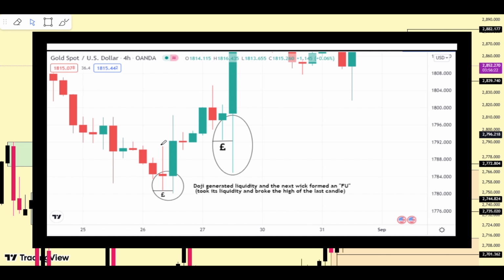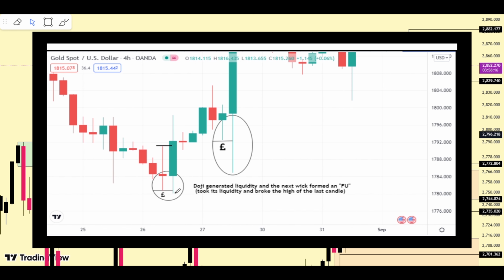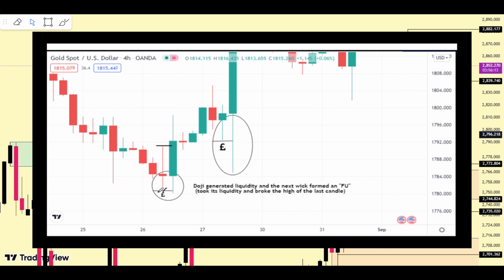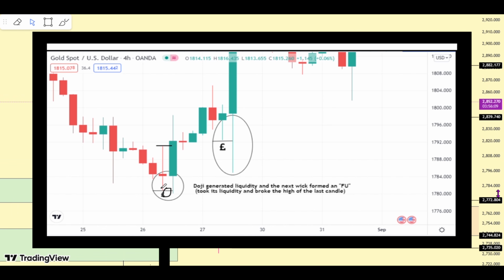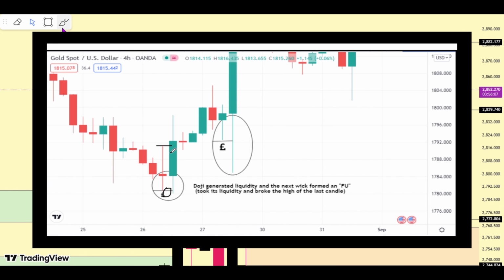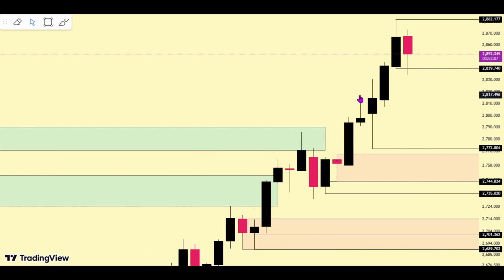Now, we did say that when we are looking for this type of particular candle, an institutional candle, of course, you should be looking at areas of liquidity where you can actually spot retail traders' stop losses and imaginary places where they can place their stop losses. All right, fast forward on the daily time frame of gold.